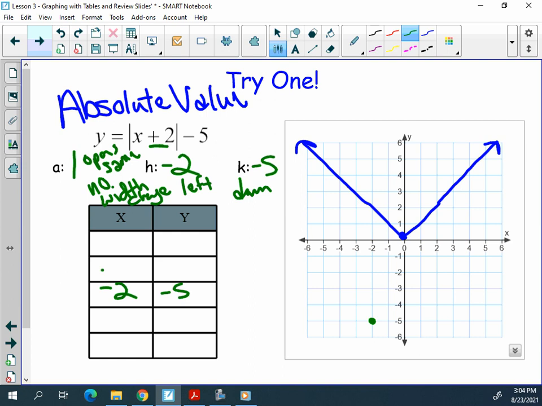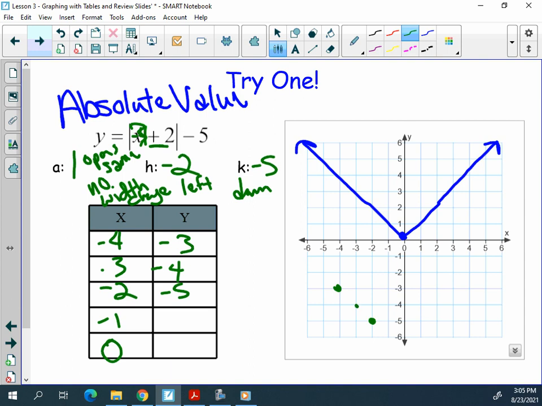And then we're going to pick some points. So negative 3, negative 4, negative 1, 0. Now we're just plugging in. So negative 4 plus 2 is negative 2. Absolute value is 2. And 2 minus 5 is negative 3. So negative 4, negative 3. Plug in negative 3. Negative 3 plus 2 is negative 1. Absolute value is 1. Minus 5 is negative 4.